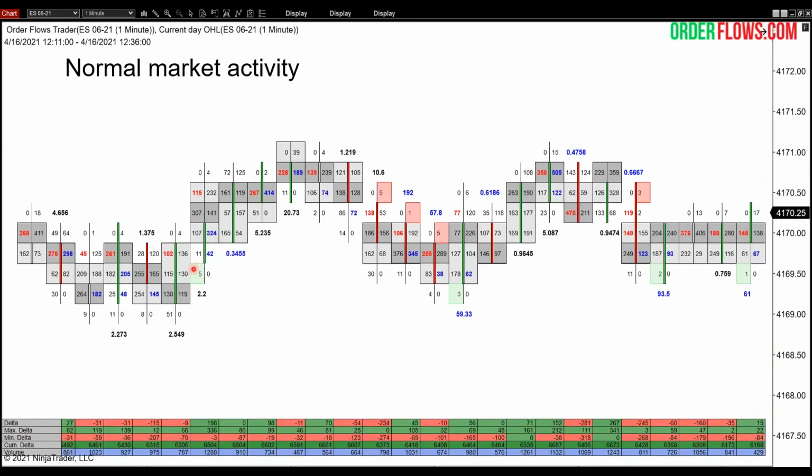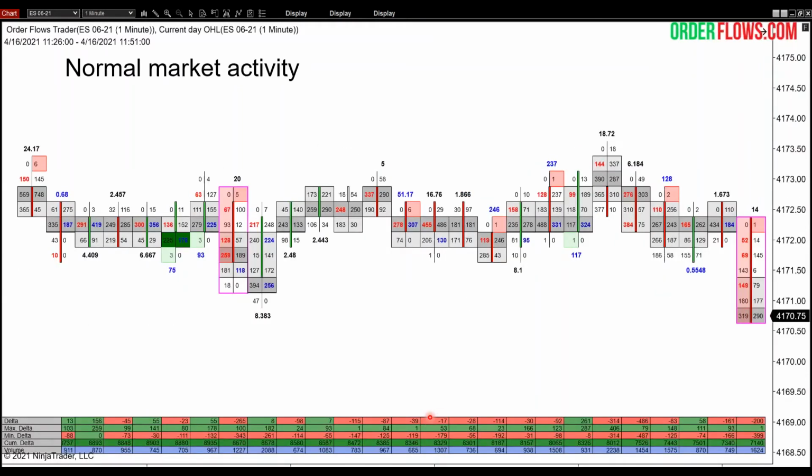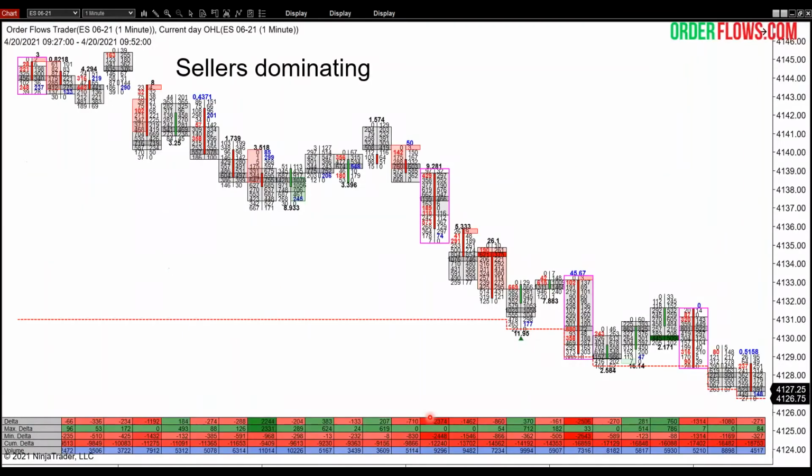Here's a normal market condition. It's just going sideways. You're seeing a little bit of aggressive buying, a little bit of aggressive selling. Delta is kind of neutral, so aggressive traders are pretty equal, right? Again, more normal market activity, just back and forth, trading in a tight range.